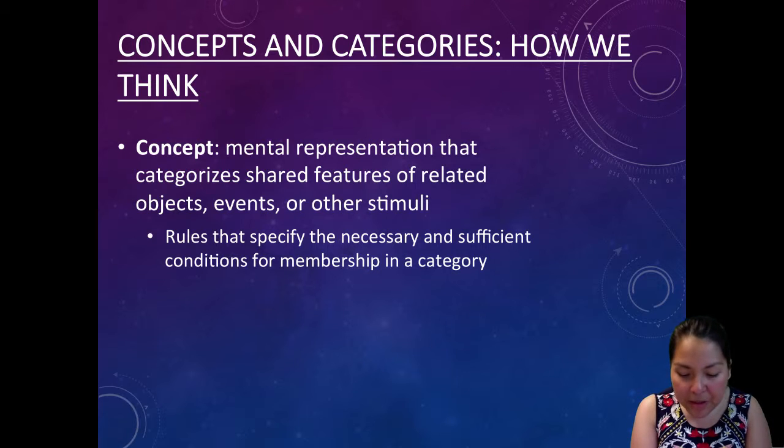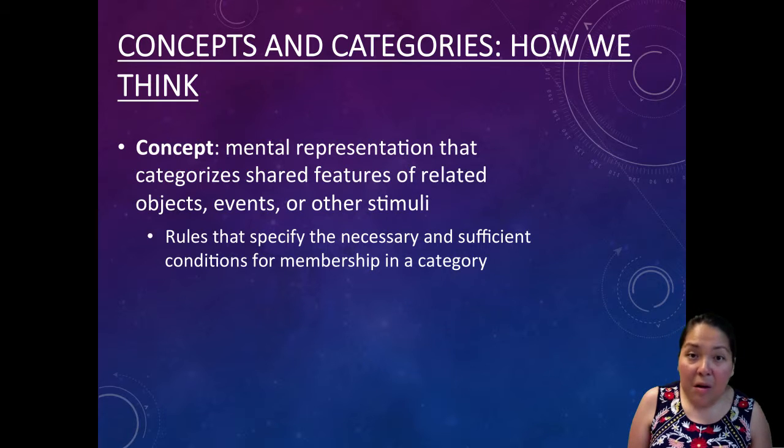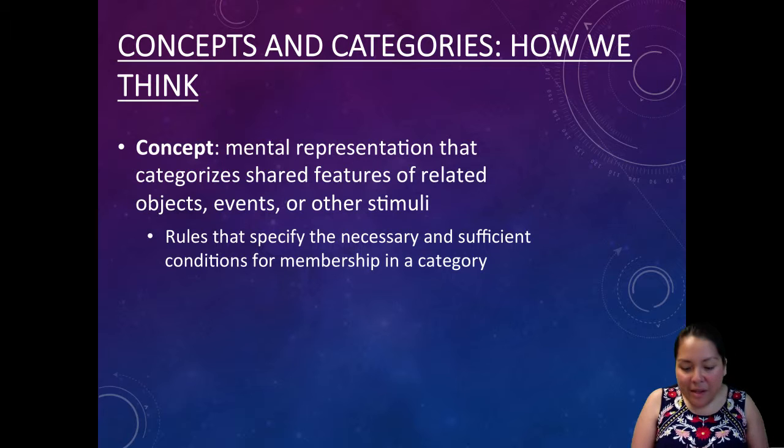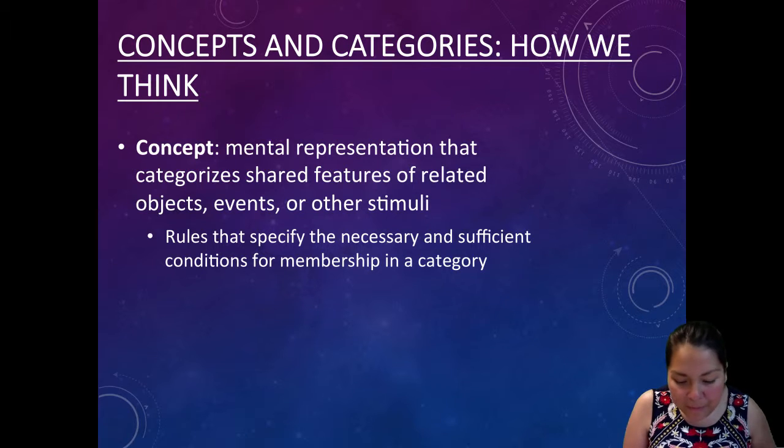And so early theories describe concepts as rules that specify the necessary and sufficient conditions for membership in a particular category. But what are the rules of dogship that include all dogs and exclude all non-dogs? Most people cannot come up with all of the necessary and sufficient conditions, but we can still recognize and classify an animal as a dog versus a non-dog.